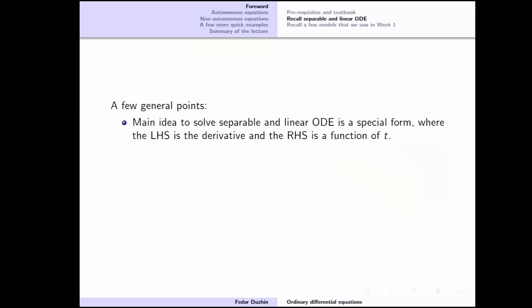Okay, so a few points: the main idea to solve both classes of differential equations is kind of similar, and it involves integration. So remember that when you do integration, it always produces this plus constant, which means that the general solution of every differential equation, in the end, contains a constant. Since it is a first order equation, we only have one constant.